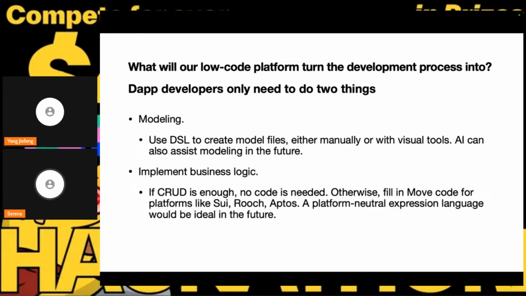So with dddappp, developers only need to focus on two things. The first is modeling. Developers can use our DSL to create model files. They can do this manually with our visual tools, and in the future, AI can help you write the models. This is also the part where AI helps our projects significantly, by letting AI generate all the model files for you. Then you just generate all the rest of the code files on your local machine.